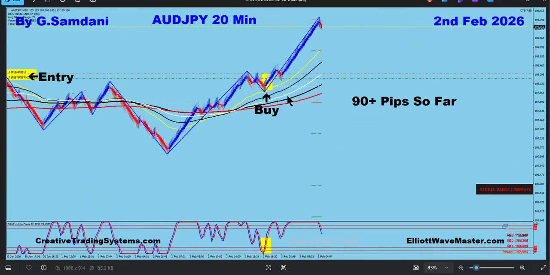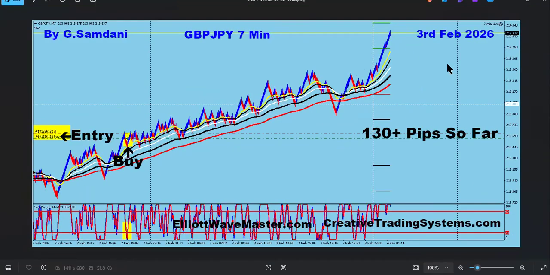Also, this one is from the 20-minute chart. That was from the 7-minute entry. This is the 20-minute chart entry, on the second. Now on the third, you can see Pound yen as well. The entry was earlier, but I didn't close, and then boom, it went all the way to the upside. The entry was on the second on this one as well, but it didn't move much, and then on the third, it went up big time. 130 pip from the 7-minute chart entry.